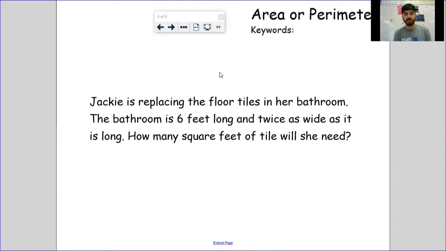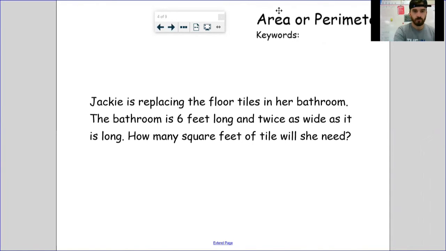It says, Jackie is replacing the floor tiles in her bathroom. The bathroom is 6 feet long and twice as wide as it is long. How many square feet of tile will she need? So see if you can figure out area or perimeter and the keywords that made you think that. So I'm finding the area. For a couple reasons. Square feet's a big one. Anytime we're looking for square feet, guys, we're going to be measuring the inside, we're finding the area.